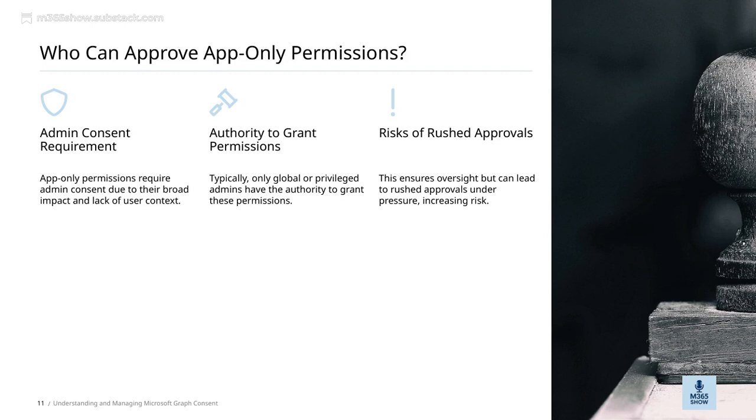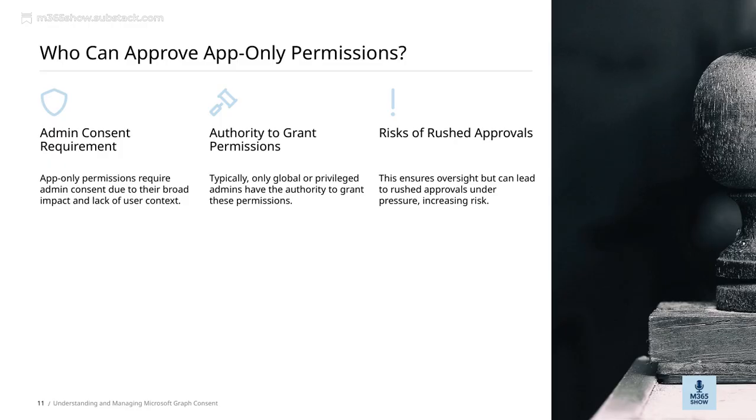Now, let's talk about who can approve app-only permissions. It's important to understand that managing Microsoft Graph Consent is a key part of maintaining security and oversight. This process ensures that there is proper oversight when granting permissions, but it can also lead to rushed approvals, especially when decisions need to be made quickly under pressure. And as you can imagine, rushing approvals can increase the risk of granting excessive or inappropriate access. Typically, only certain roles, like global or privileged admins, have the authority to approve these permissions.